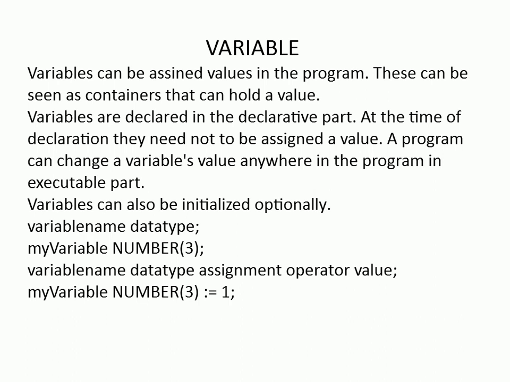Below are examples of how to declare variables. In the first example, we are providing the variable name and data type. Here we are assigning a value to the variable at the time of declaring it. This is called initialization of a variable: variable name, data type, assignment operator, and value.